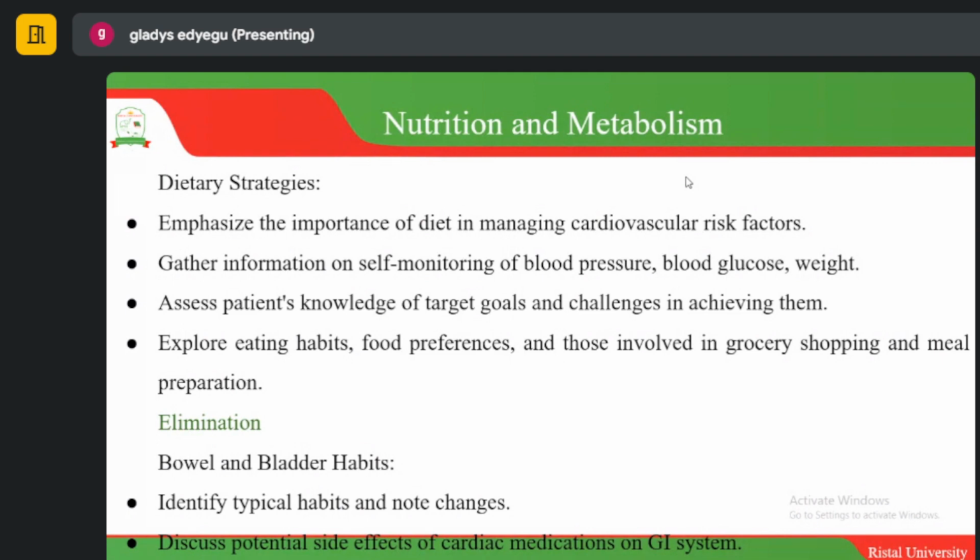The other one is to discuss the potential side effects of cardiac medications on the GI system. Some of these drugs can cause other effects on the GI system, so you have to talk to them and advise them. Sometimes there can be nausea, sometimes increased appetite, sometimes low metabolism. So you have to talk to them in relation to the drugs that they are taking.